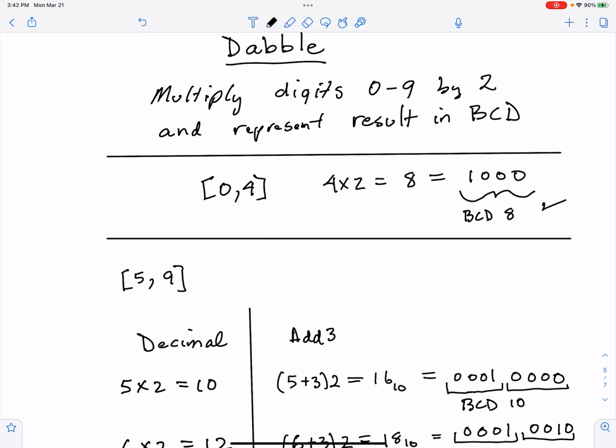For the very first four numbers, 0 through 4, we don't have an issue. That works out pretty easy because BCD and hex correspond for the first four of these. So let's take the upper value of the range, which is 4. 4 times 2 is 8. If I convert 8 to hex, 8 in hex is also BCD 8. So we're good. That's the biggest number in that interval, and so everything's going to work out for all the numbers between 0 and 4.